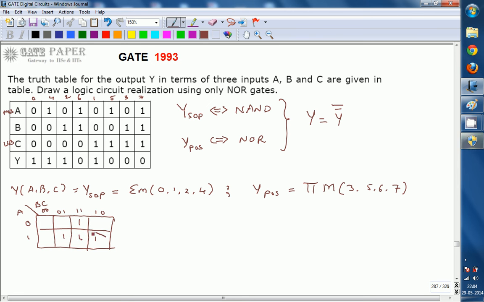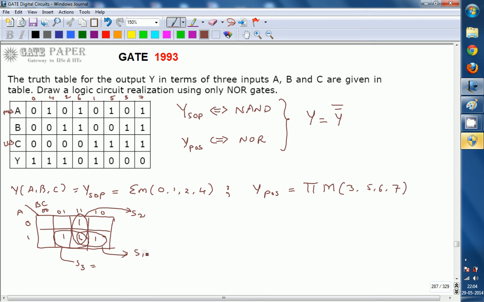So now we are realizing this one, that is we are minimizing. So you can minimize in this way. These two can be considered as a combination, these two can be these two. So this is product of sums. So whenever you are combining the cells you will get the sum terms. So this is the second sum term and this is the third sum term you will get.